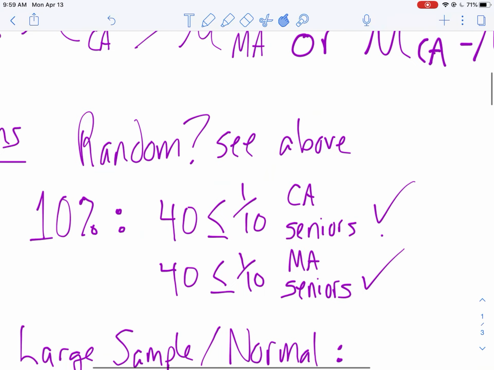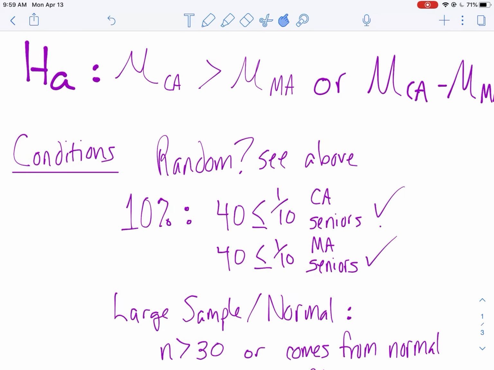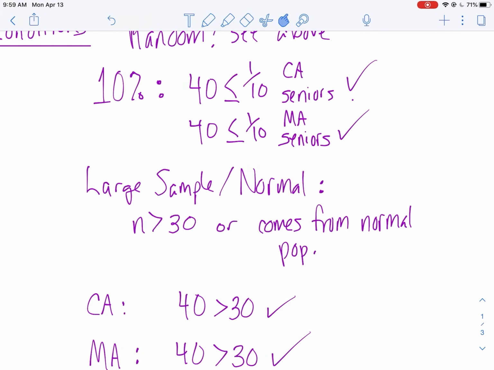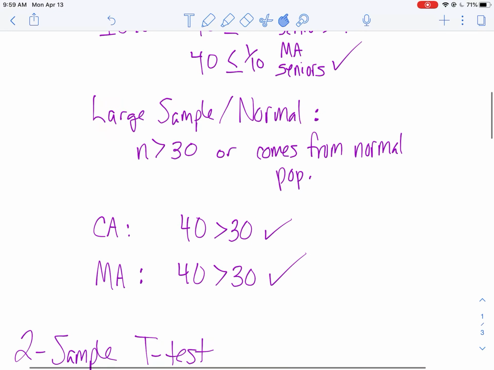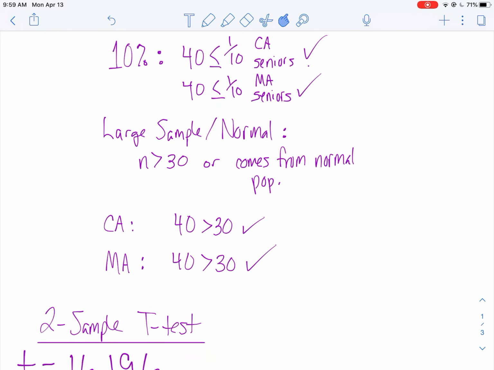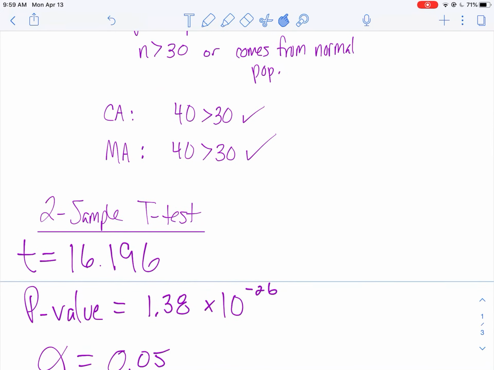For my conditions, I established random. I established my 10% for both. And I established large sample and normal for both. In this case, n was greater than 30. I didn't have to use a histogram or a dot plot. In some cases, you might have to, or you might just have to refer to the fact that they tell you it came from a normal sample or population.